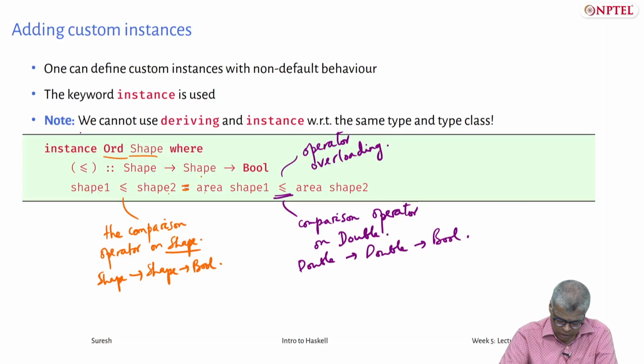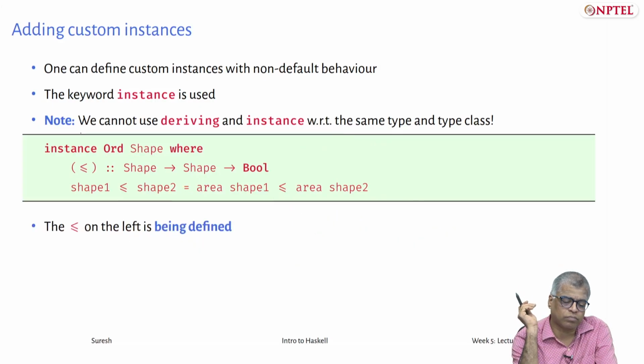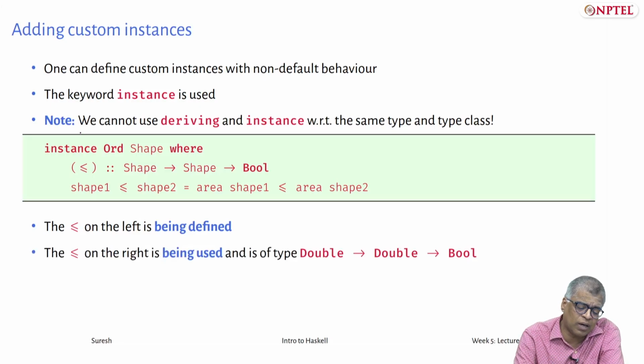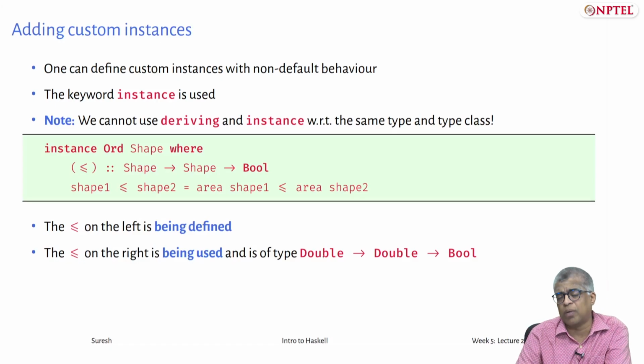Okay. So the less than or equal to on the left is being defined, and the less than or equal to on the right is being used and is of type Double arrow Bool.